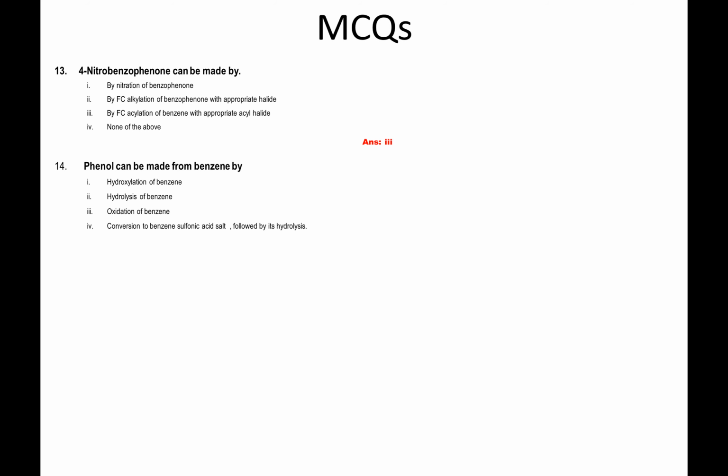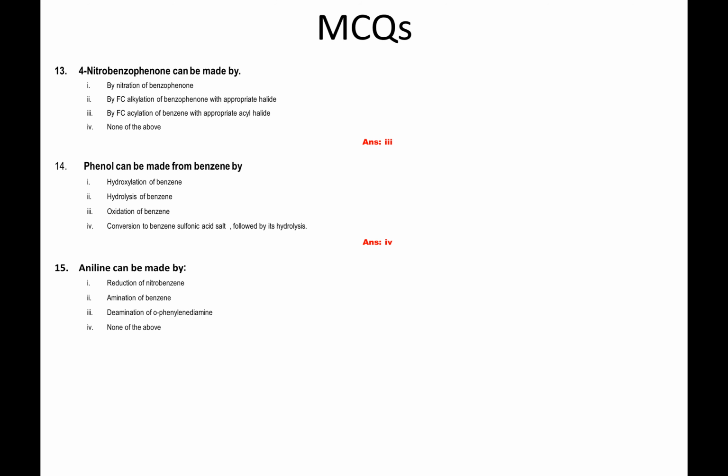Phenol can be made from benzene by hydroxylation of benzene, hydrolysis of benzene, oxidation of benzene, conversion to benzene sulfonic acid salt followed by its hydrolysis. Yes, 4. That is the common procedure. Hydroxylation of benzene is a very vague answer. Hydrolysis of benzene is very difficult, and oxidation of benzene is also very difficult. It will break the benzene ring, or it will form some other types of compounds.